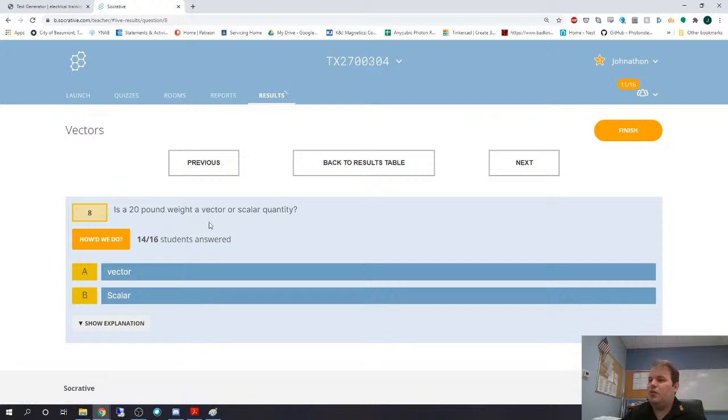Is a 20-pound weight a vector or scalar quantity? It is a vector quantity. 5 miles is scalar because it doesn't say a direction or anything, it's just 5 miles.